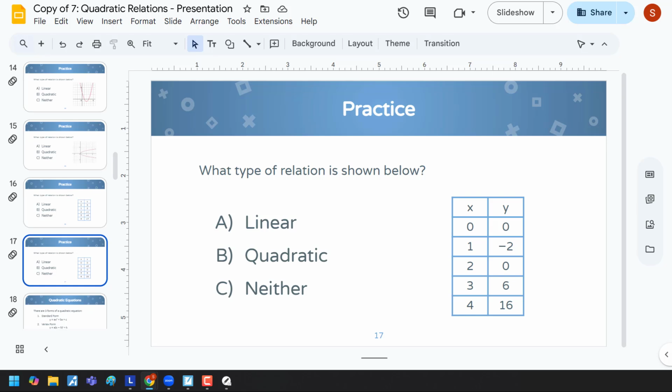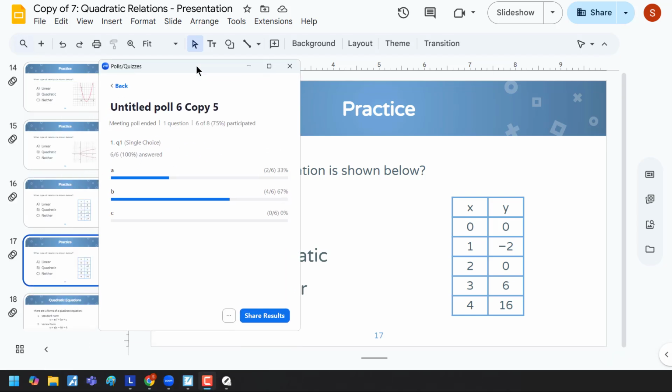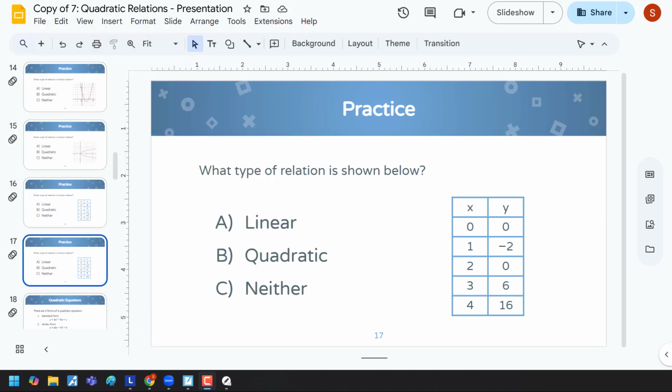And I'll make the poll. Okay, so let's see the answer. Some of you said A, some of you said B, none of you said C. So is it quadratic? Let's find out. I'm going to be a little bit quicker this time because I showed you how to do this.